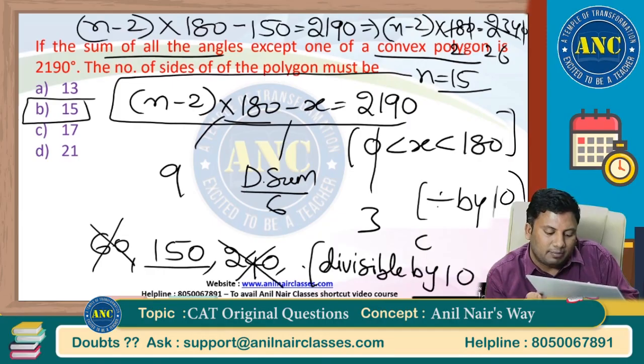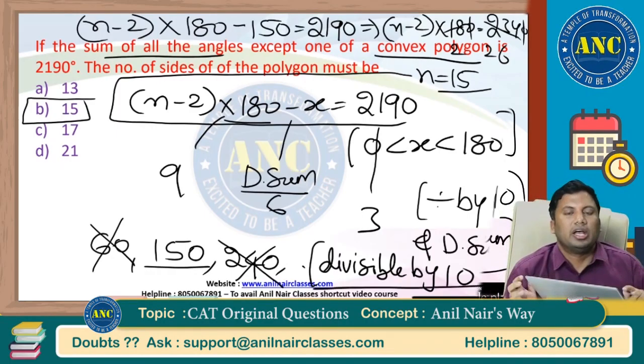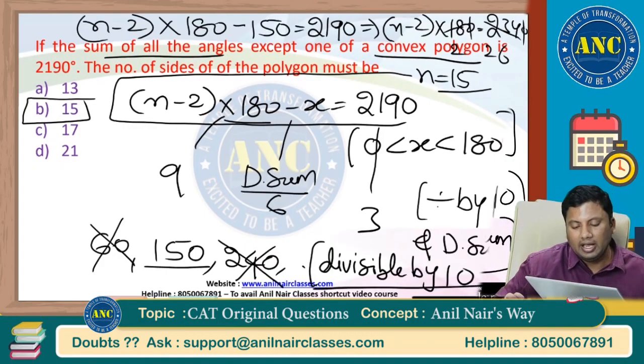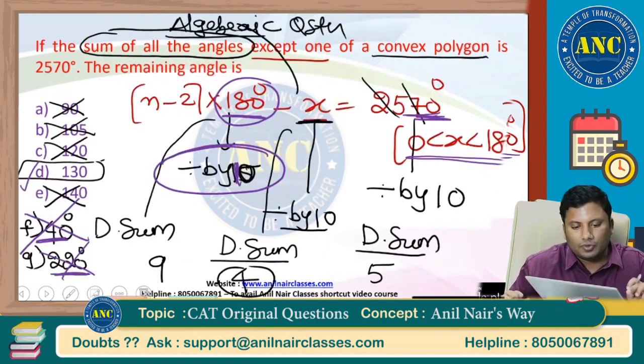And digital sum logic. Don't look at it as an algebraic question. It should be divisible by 10 and apply digital sum. Idea clear? Next one. I hope these two are clear.